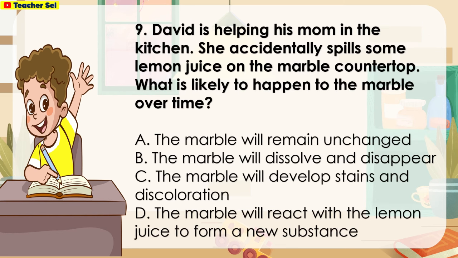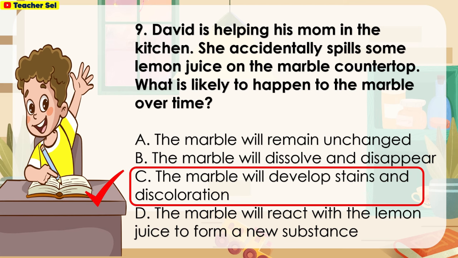David is helping his mom in the kitchen. She accidentally spills some lemon juice on the marble countertop. What is likely to happen to the marble over time? The marble will remain unchanged. The marble will dissolve and disappear. The marble will develop stains and discoloration. The marble will react with the lemon juice to form a new substance. You're right, the correct answer is letter C.